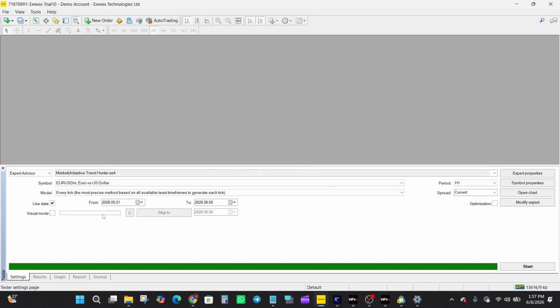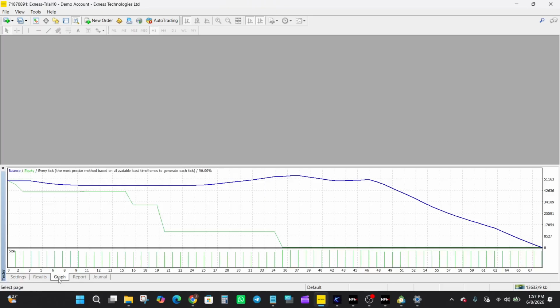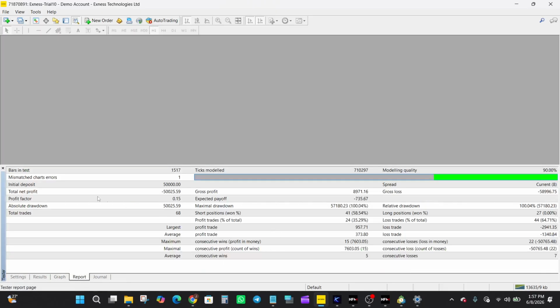Okay, so now we can see I'm testing the Adaptive Trend Hunter on EURUSD on the H1 time frame as recommended, and we are just testing over the past month. And let's quickly look at the report. So from an initial deposit of $50,000, the EA actually did not perform well because the account got blown. We can see that total trades taken were 68, and out of the 68 trades, 41 were short positions with a 58.54% win rate. Long positions were 27, 0% win rate, meaning that all of them were losing trades.